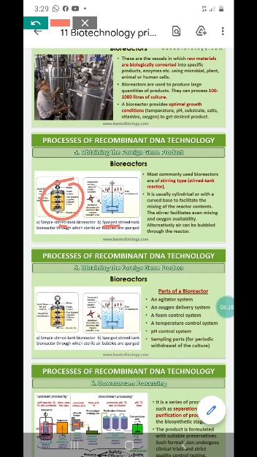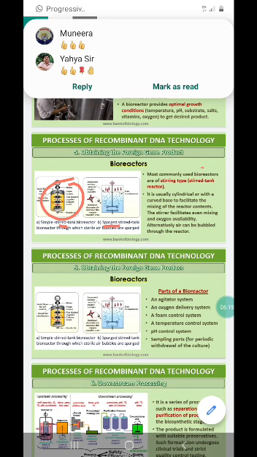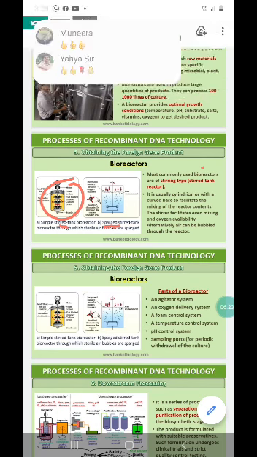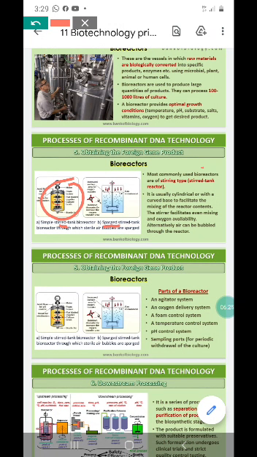Whatever is the case, what are the other facilities in the bioreactor? It has an agitator system which is kept continuously agitated, an oxygen delivery system, a foam control system, a temperature control system, a pH control system, and a sampling port. The sampling port is for collecting our desired product. From one side we can collect the product. Okay, that is the sampling port. Clear, children?